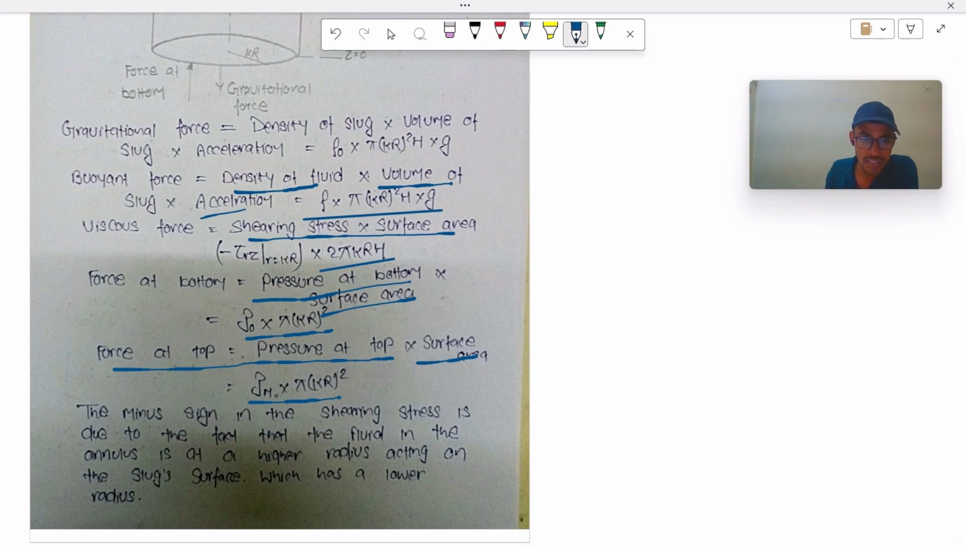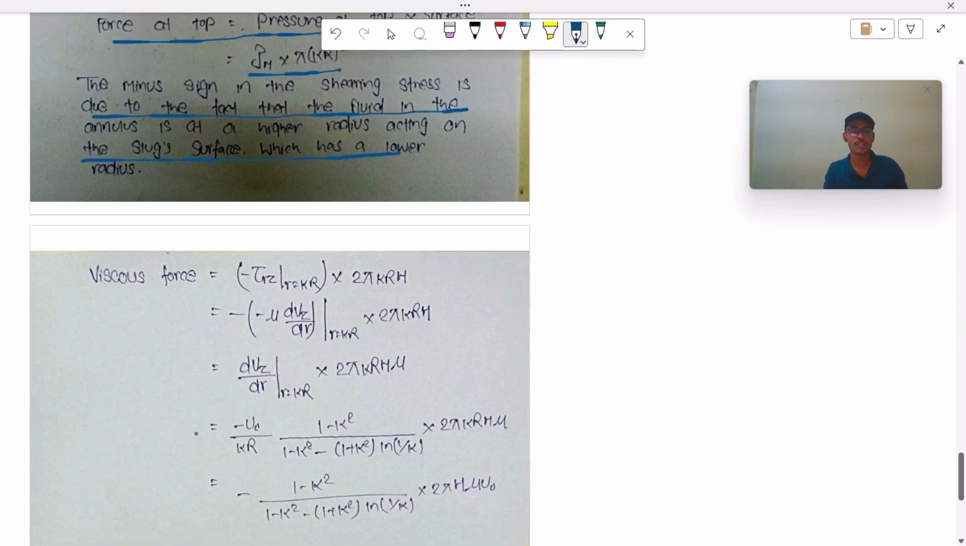The minus sign in the shearing stress is due to the fact that the fluid in the annulus is at the higher radius, on the slag surface, which has the lower radius. So that's why we have used the minus sign in this. So the viscous force is given by minus tau rz at r equal to kappa r into its cross sectional area, that is 2 pi kappa r into h.